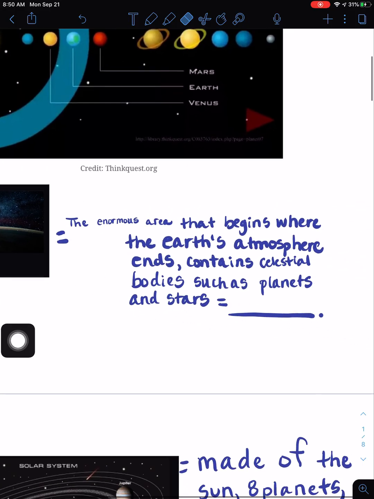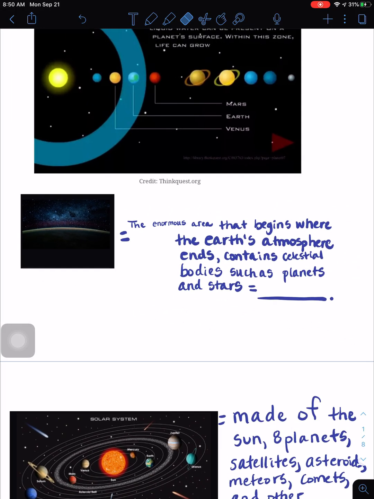The enormous area that begins where Earth's atmosphere ends contains celestial bodies such as planets and stars. So this is going to be the definition for space. So you see that red line right there. That is representing the atmosphere of Earth. And once you pass that, then you get into outer space, which is all the area above the atmosphere.